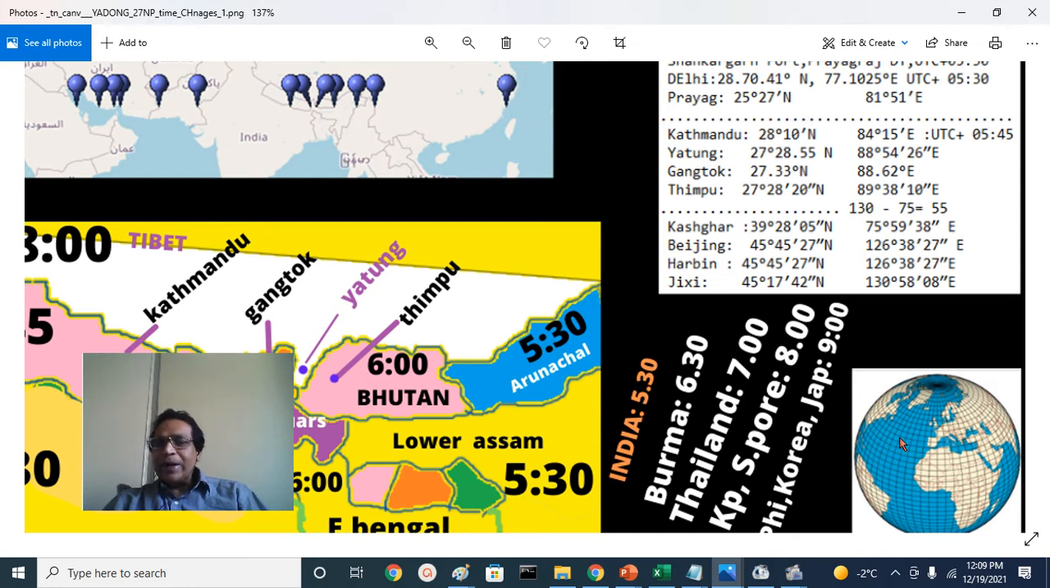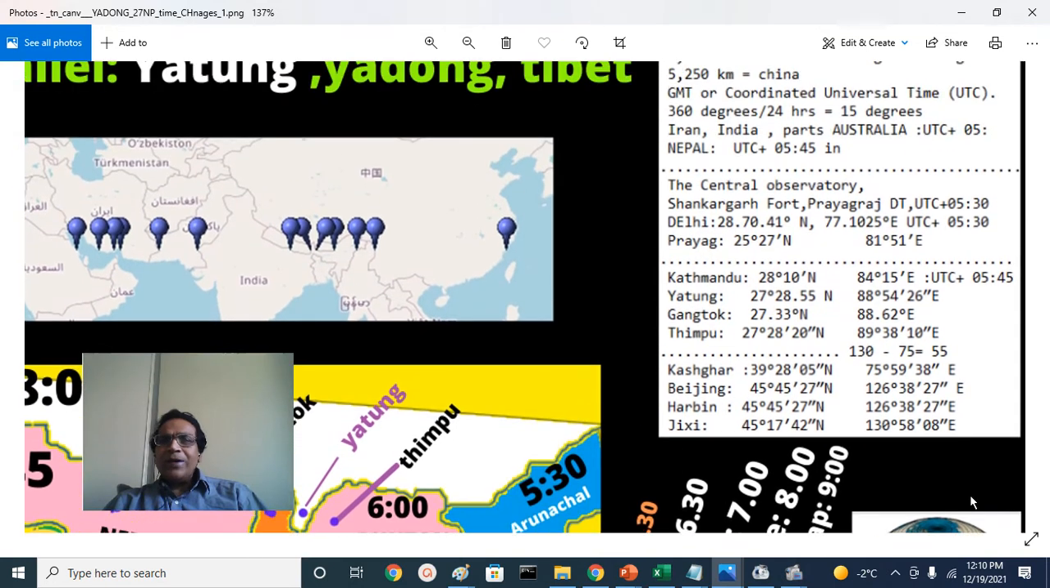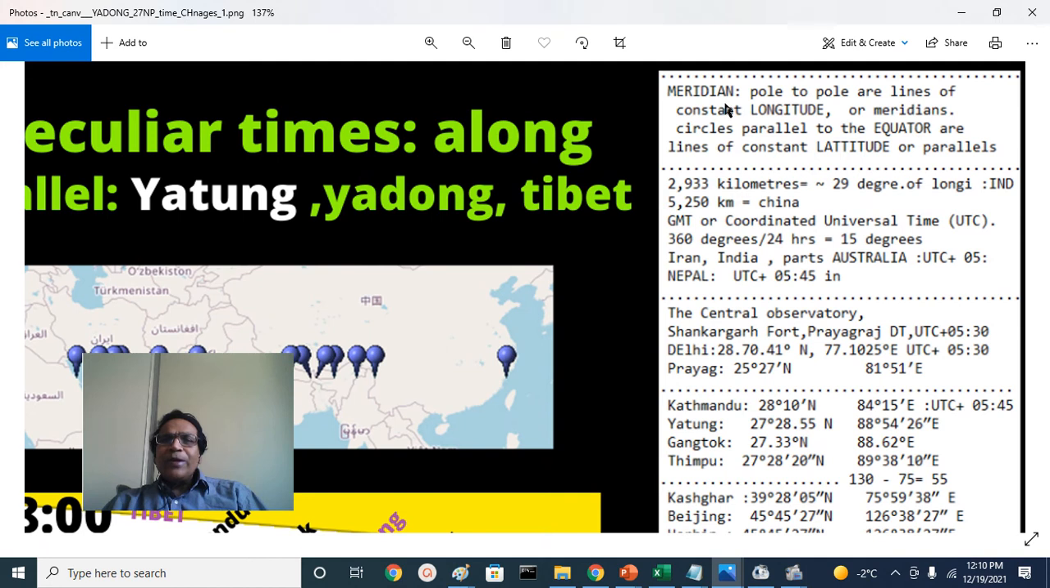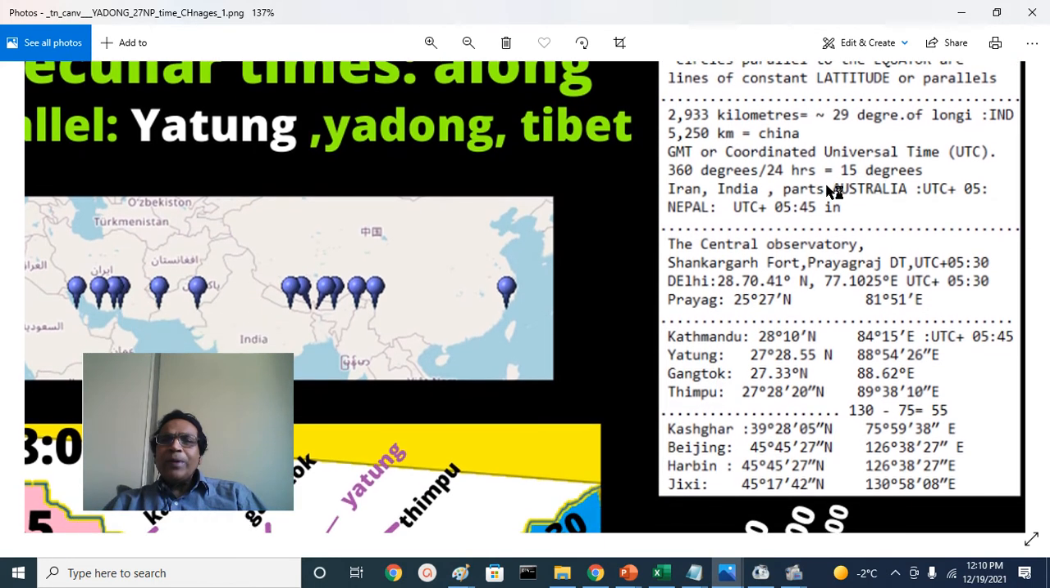Again, the line parallel is latitude. Latitudes are the parallel lines. Equator is the biggest parallel line, and we are talking about 27 degrees. Because these are parallel, each degree is roughly 110 kilometers or so. So that's about the meridian from pole to pole. The parallel lines along the equator are latitudes.